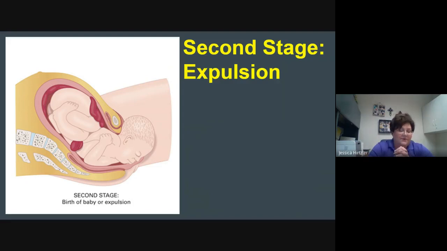Best case scenario. The second stage for a first delivery typically lasts about an hour, 50 to 60 minutes. For a patient who has had more than one child, usually about 20 to 30 minutes. But remember, we can coach mom. We need to coach mom to push with each contraction.